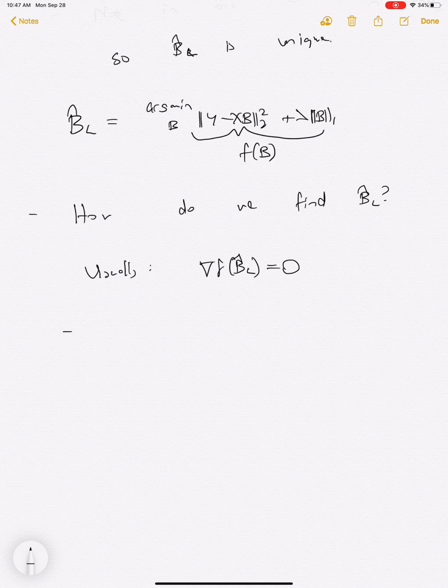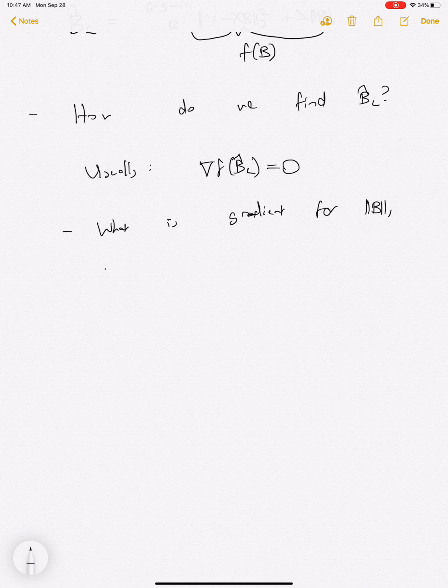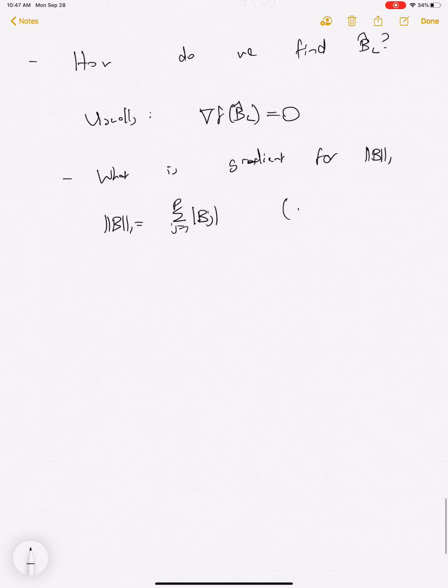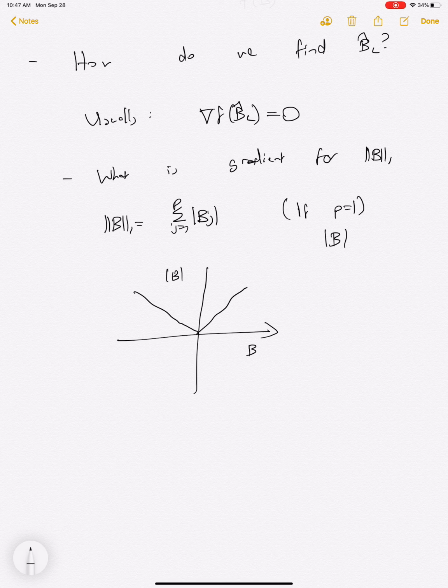But then you have to ask, what is the gradient for norm B1? So now let's think about this question a little bit more. Think about the case when p equals 1, it's just the absolute value, right? And if you plot that, what does it actually look like? B versus the absolute value of B looks exactly like this.